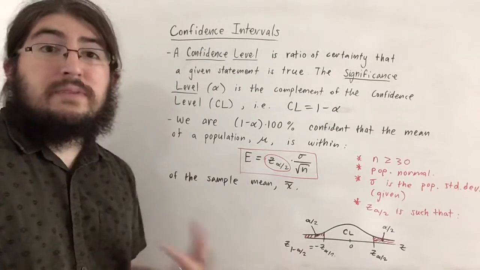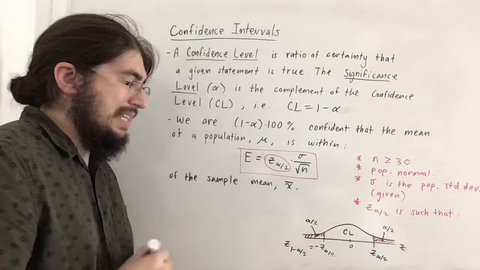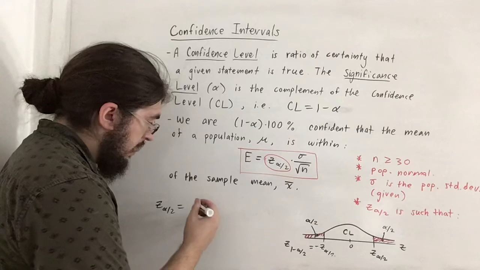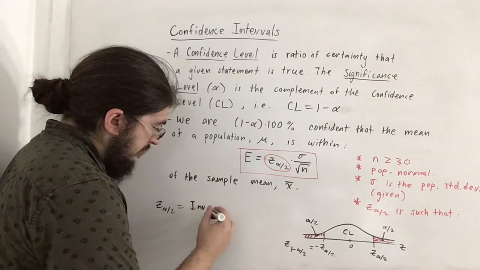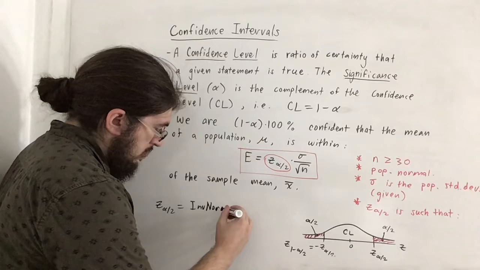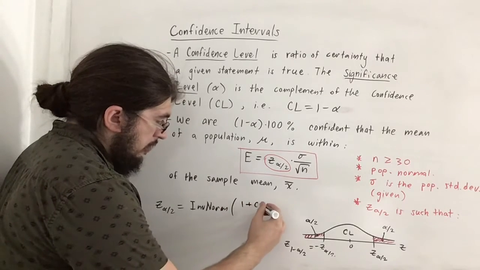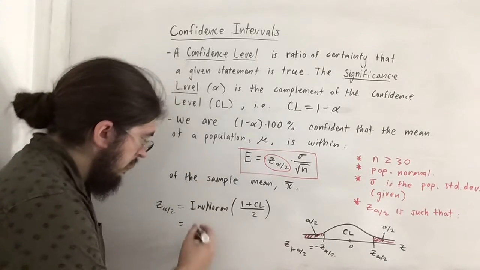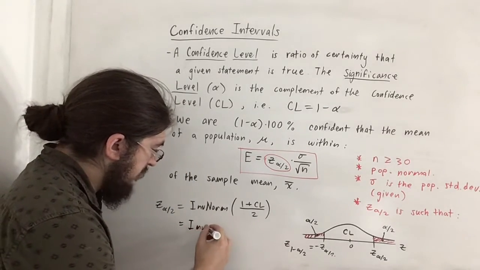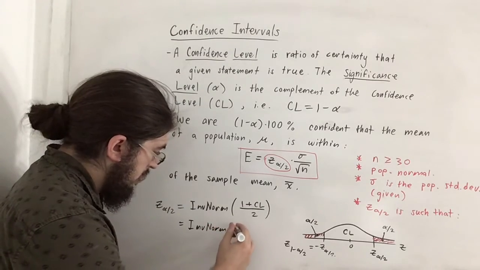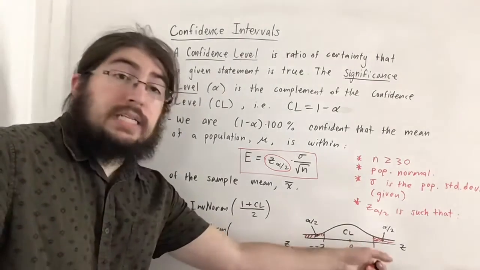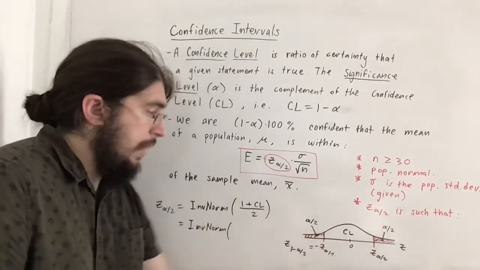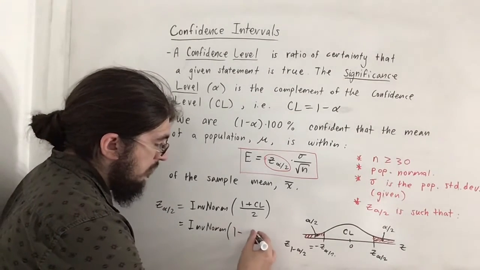Now, what does that mean for us? Well, I'm glad you asked. To calculate z sub alpha over 2, there are a few ways of doing it, and long story short, we can just do this: inverse norm of 1 plus our confidence level over 2. Or, another way of seeing this is inverse norm of, well, if the area to the right is alpha over 2 and inverse norm takes in the area to the left, then the area to the left must be 1 minus that. So it's going to be 1 minus alpha over 2.